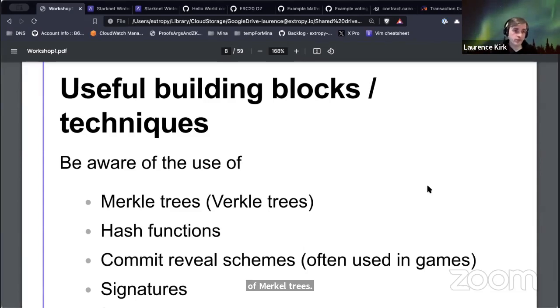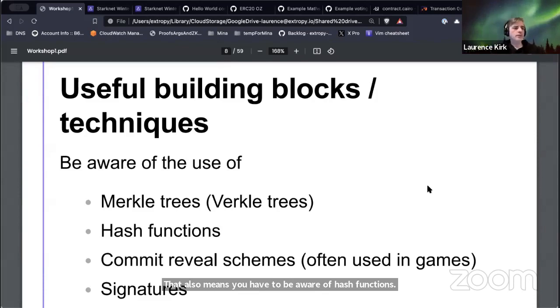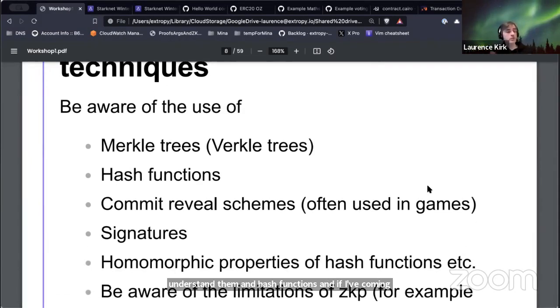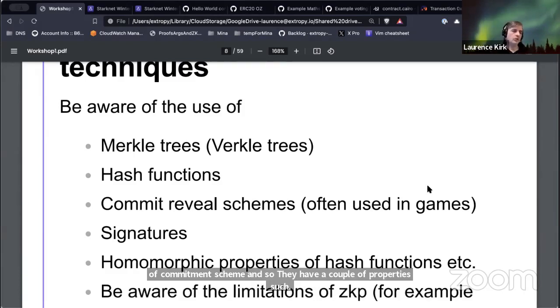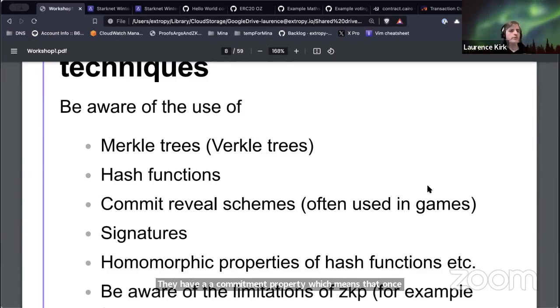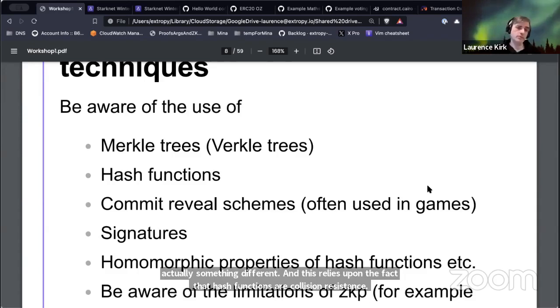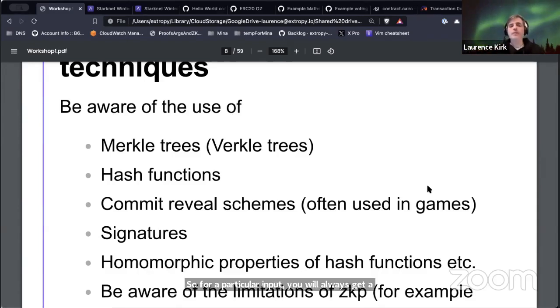That also means you have to be aware of hash functions, again, used very widely, and you really do need to understand them. And hash functions, and in fact, coming on to the next point, they're a type of commitment scheme. They have a commitment property, which means that once you have decided on an input to a function, then you are committed to that input. You can't later change your mind and say, oh no, my input was actually something different. This relies upon the fact that hash functions are collision resistant. For a particular input, you will always get a particular output, and if you change that input, you will get a different output. So you need to understand these concepts. And then the idea of commit-reveal schemes are very useful, particularly in games.